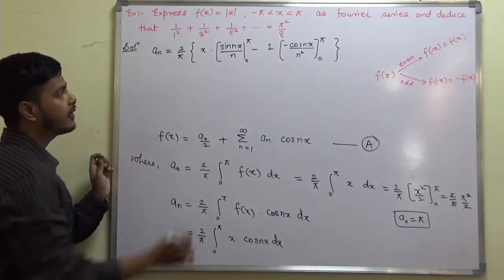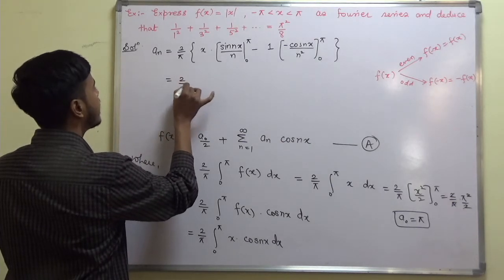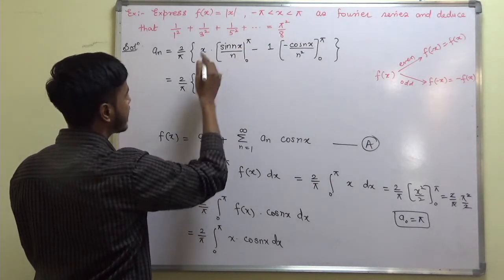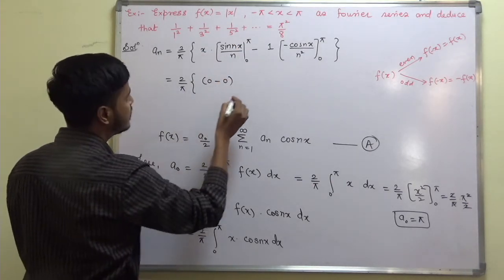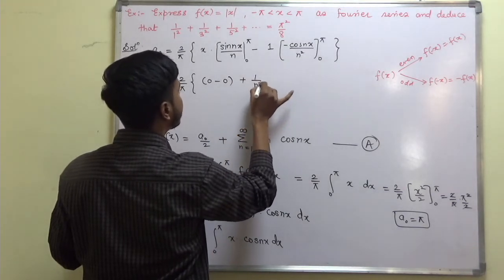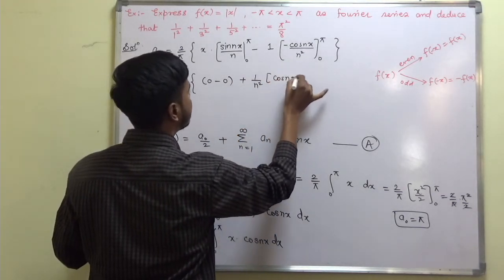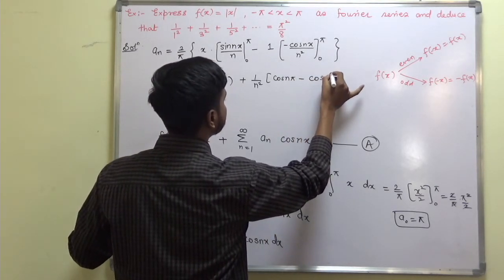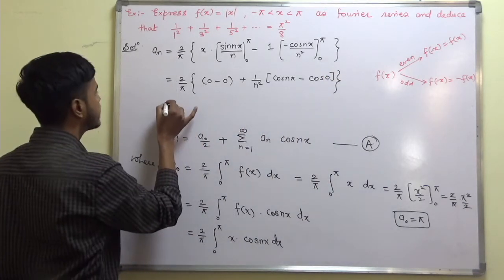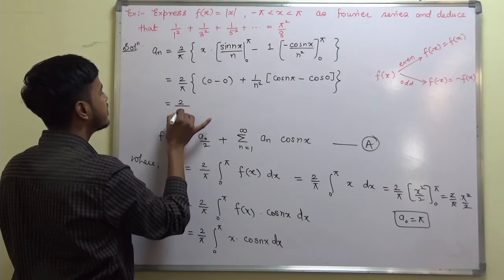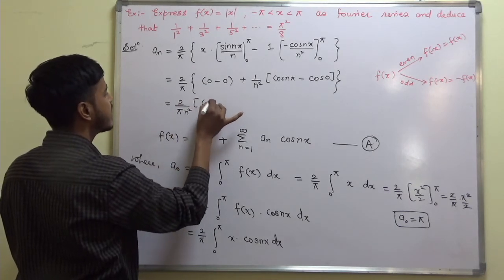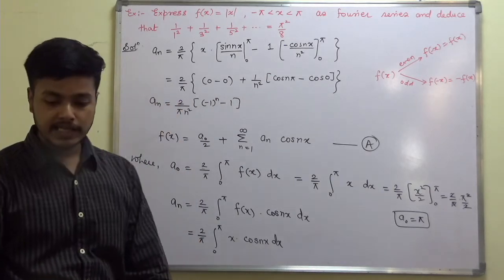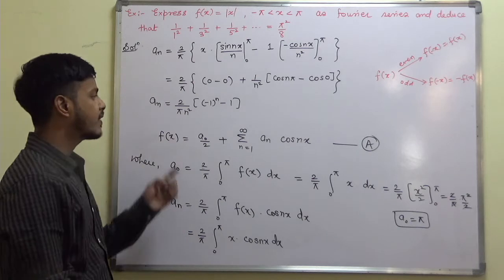Simple. Now this is 2 by pi, in place of x you put pi, so sine pi is 0, sine 0 is 0, so this is 0 minus 0, minus minus plus 1 by n square, this is cos n pi minus cos 0. Okay, so this is nothing but 2 by pi n square, cos n pi is minus 1 to the power n, cos 0 is 1. This is my an. An is 2 by pi n square into minus 1 to the power n minus 1.